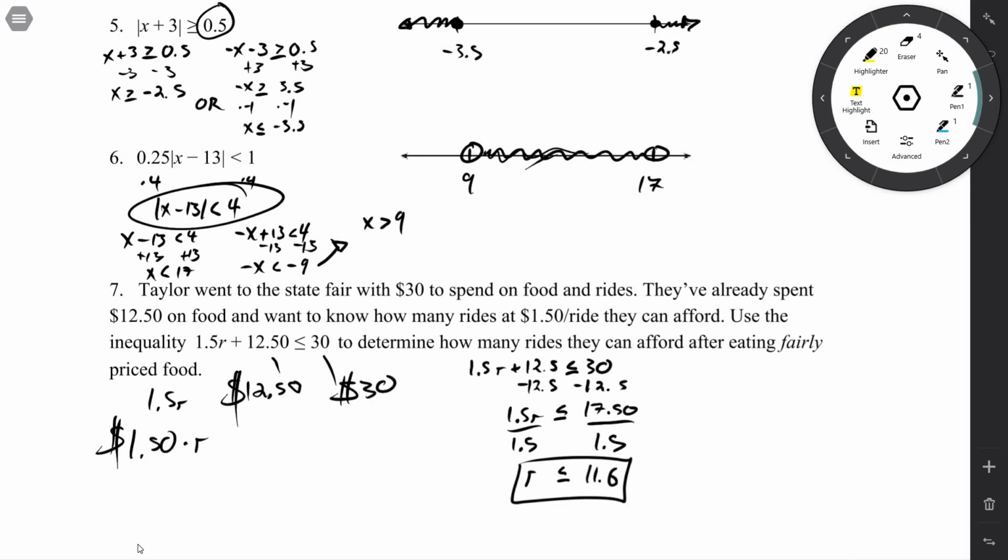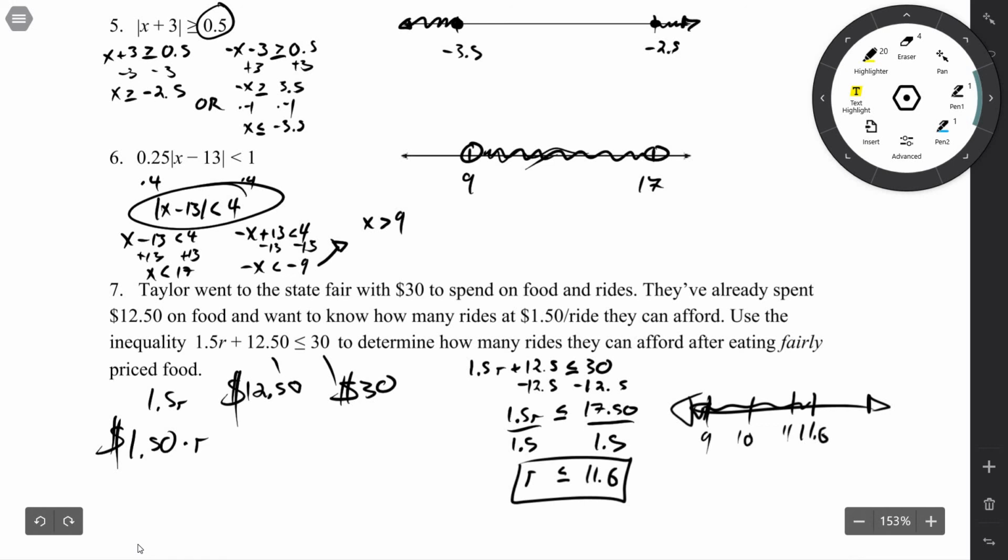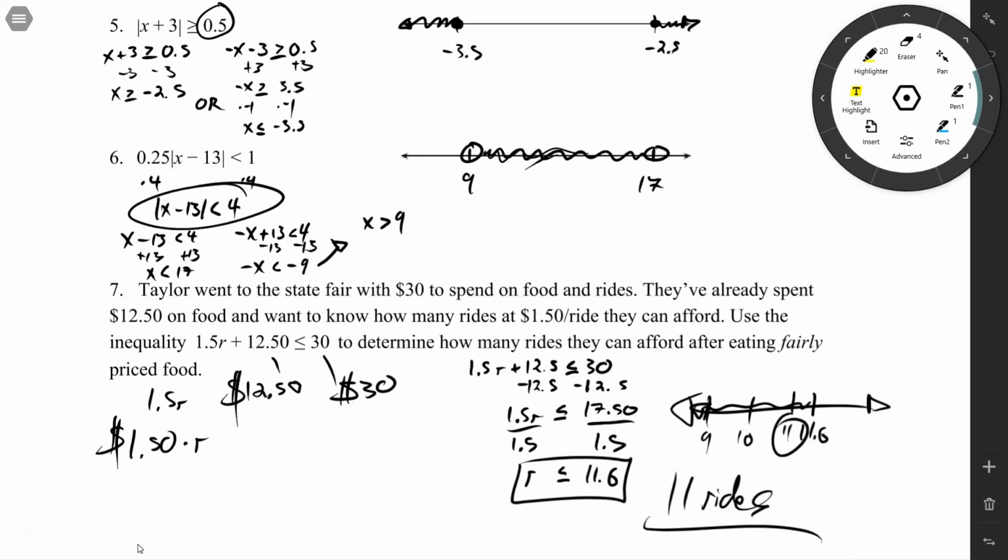So what I would do here is write out an inequality just to give you guys a visual. So if we're looking at R is less than or equal to, so it's going this direction, 11.6. You can imagine the number line the rest of the way down. We have 11 there, 10 there, 9 there. What we're looking for is this 11. So we would want to write 11 rides because that's really what that inequality is asking us to do.